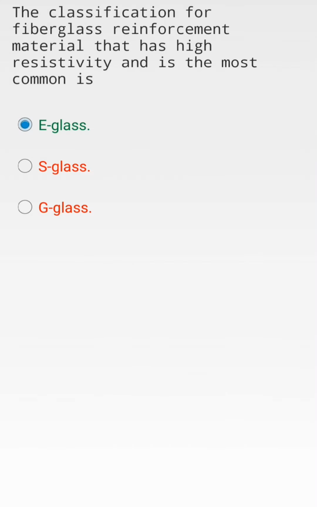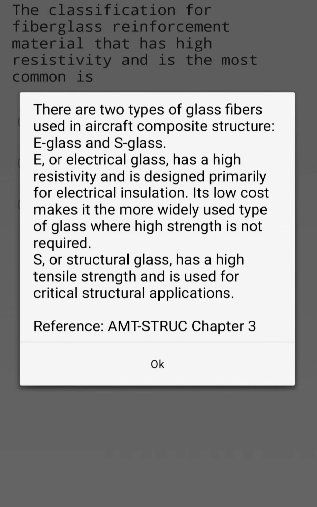The classification for fiberglass reinforcement material that has high resistivity and is the most common is E-glass. There are 2 types of glass fibers used in aircraft composite structure: E-glass and S-glass. E, or electrical glass, has a high resistivity and is designed primarily for electrical insulation. Its low cost makes it the more widely used type of glass where high strength is not required. S, or structural glass, has a high tensile strength and is used for critical structural applications.